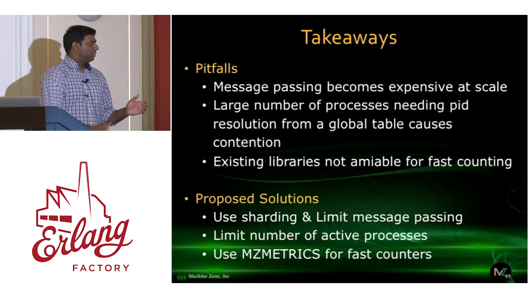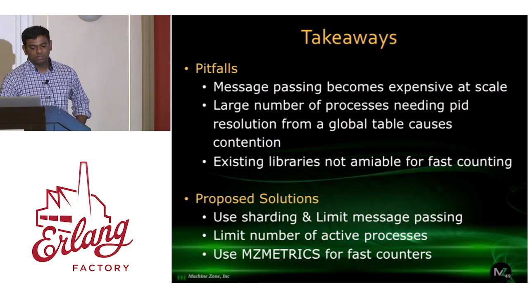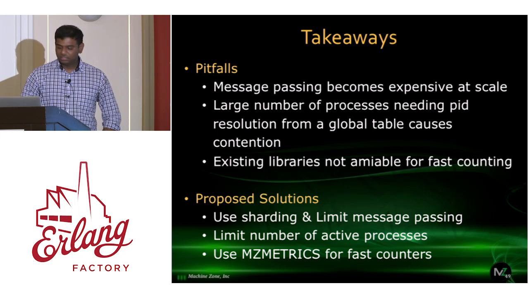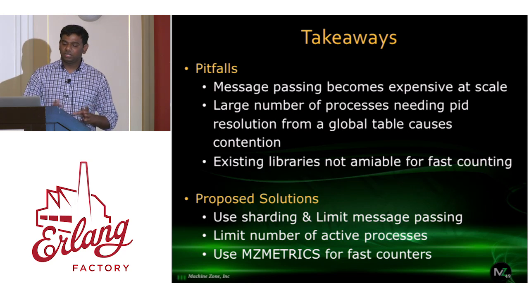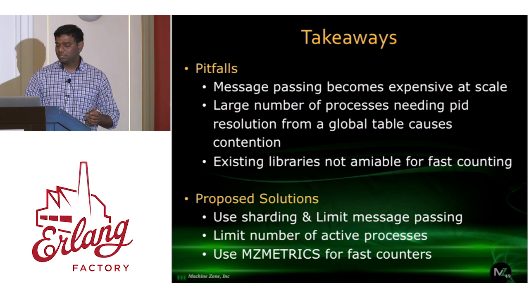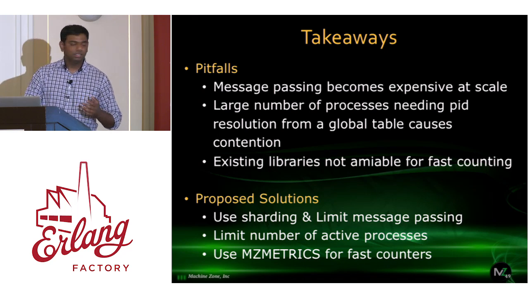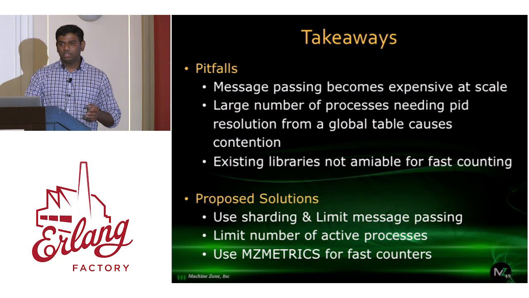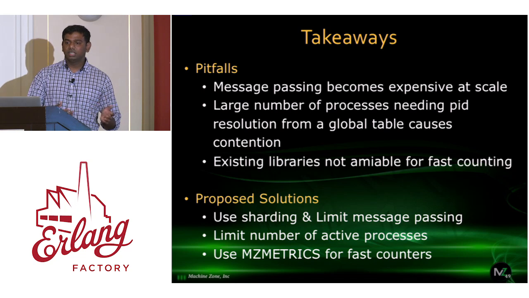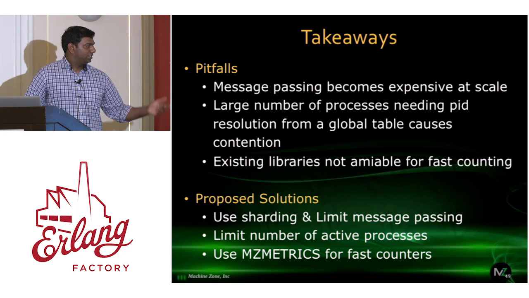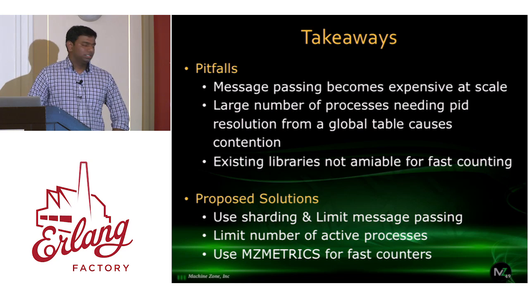So just to summarize the solutions we suggested until now, we said sharding is very useful in many instances, and try to limit message passing when we are doing it at a very high scale, or even batch them. And when we are trying to create a huge number of processes, it's better to limit the number of processes than to create thousands of processes and then figure out there are contention issues. And lastly, our MZMETRICS counters are really fast.